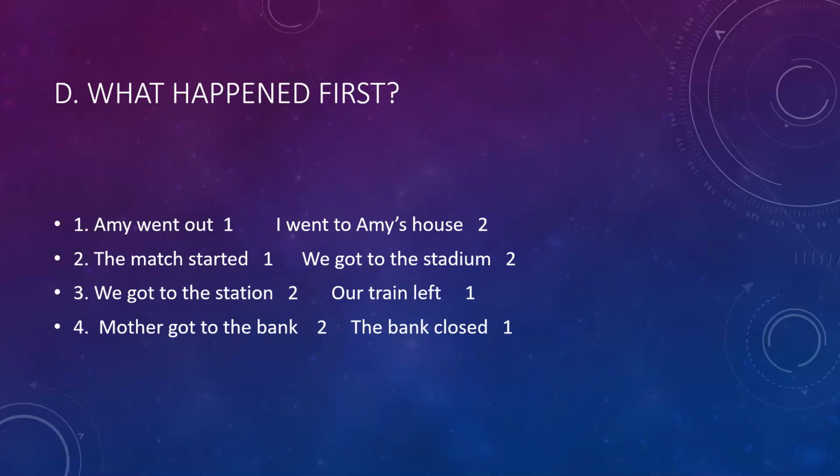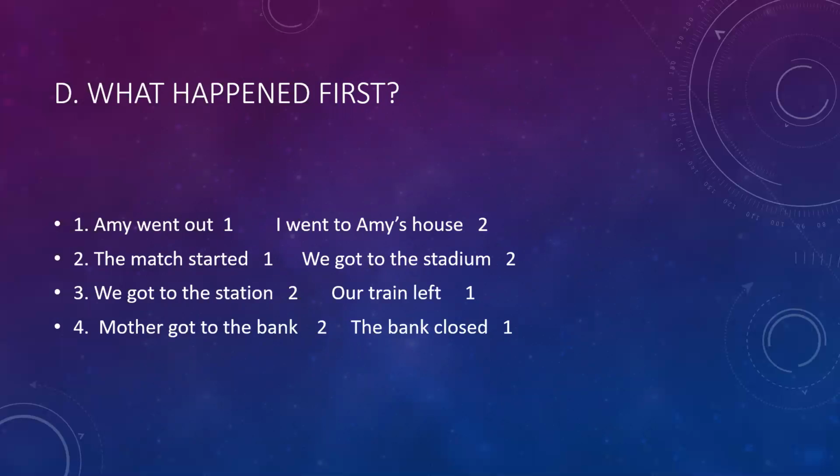Now look at the next exercise. Here the two actions have been given, and looking at part C of the exercise, you have to point out which action happened first. Amy went out, I went to Amy's house. Which of these actions happened first? Yes, Amy went out first, and I went to Amy's house secondly. The match started first. We got to the stadium second.